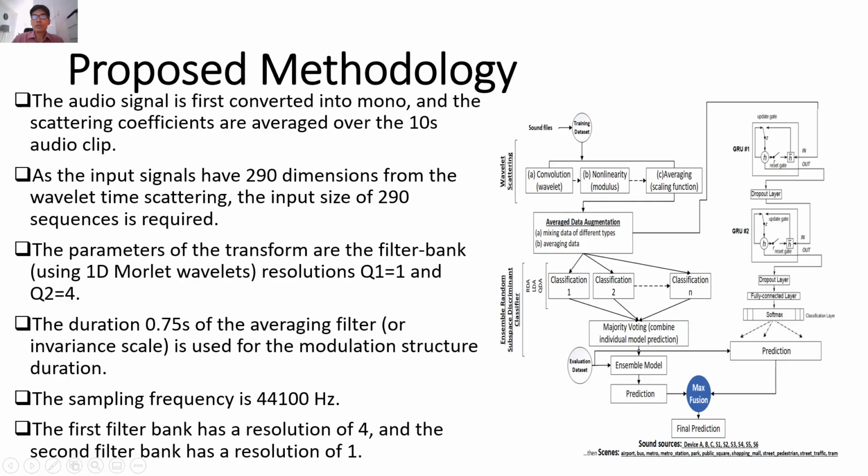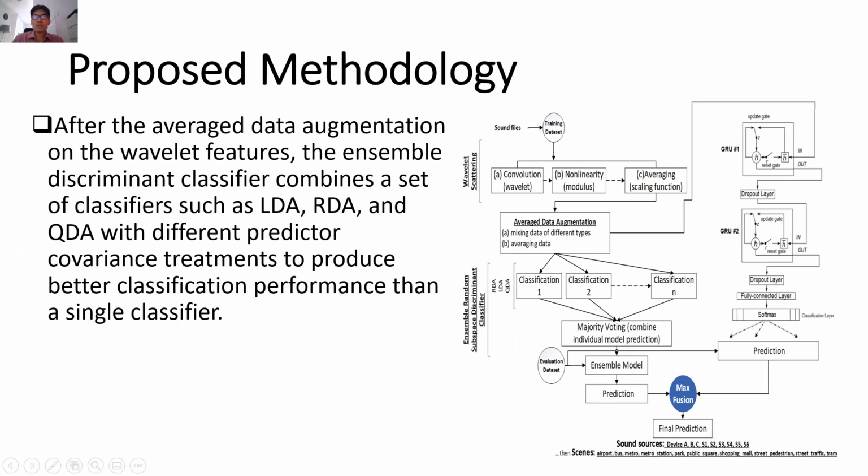So this is basically from this sound file, and we go through the wavelet scattering. Alright, so this is the process I was trying to explain in this slide. And next, after the data augmentation, which is done using mixup, we combine a set of classifiers such as the LDA, RDA, and QDA with different predictor covariance treatments to produce better classification performance than the single classifier.